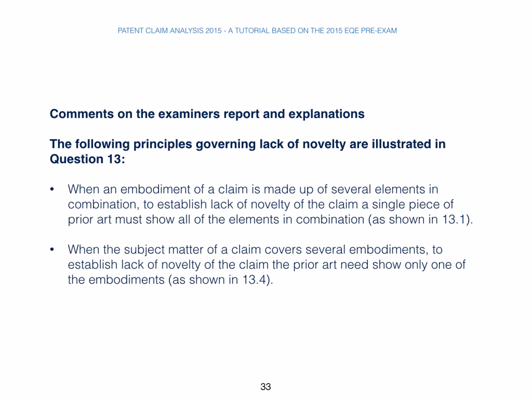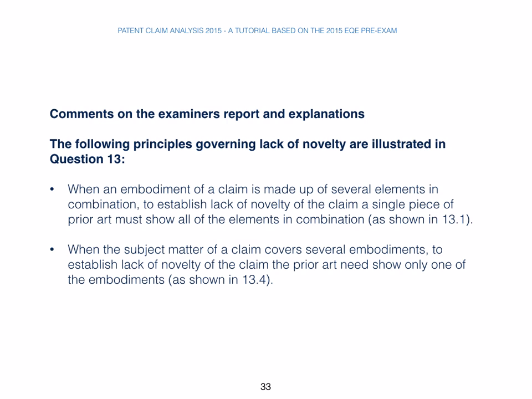Next, some principles concerning lack of novelty as they are illustrated in question 13. Just note down these two principles. When an embodiment of a claim is made up of several elements in combination, to establish lack of novelty of the claim, a single piece of prior art must show all of the elements in combination, as was shown, for example, for 13.1.